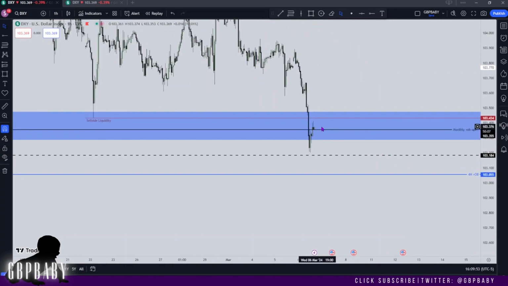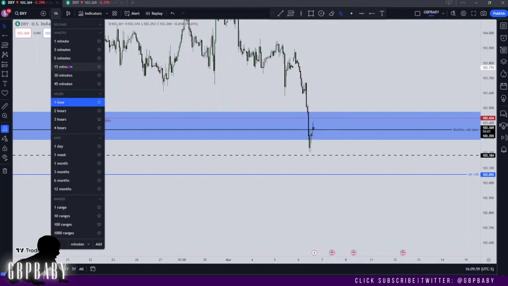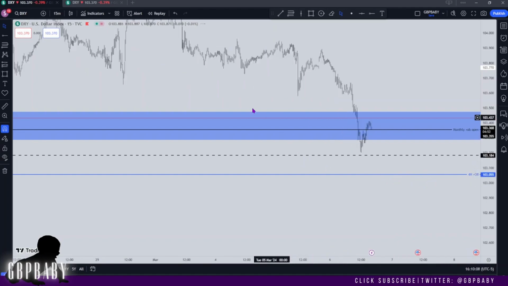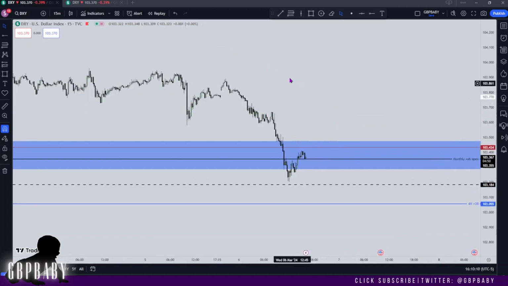Now don't get me wrong, we could find support within this implied fair value gap and trade higher. If that's the case, so be it, and that would mean that there's a lot of strength on dollar. However, I highly doubt that's going to be the case, and I do think we're likely going to run out Wednesday's low and start looking at that 4 hour bullish order block. So that's everything on dollar.